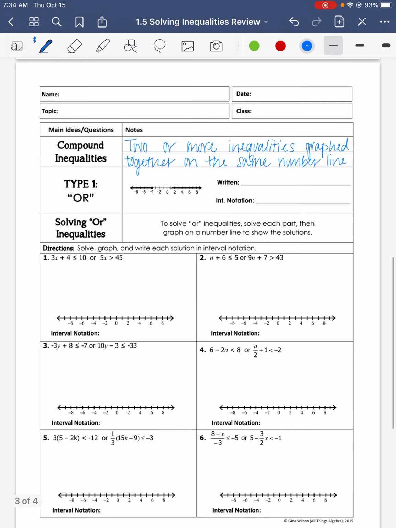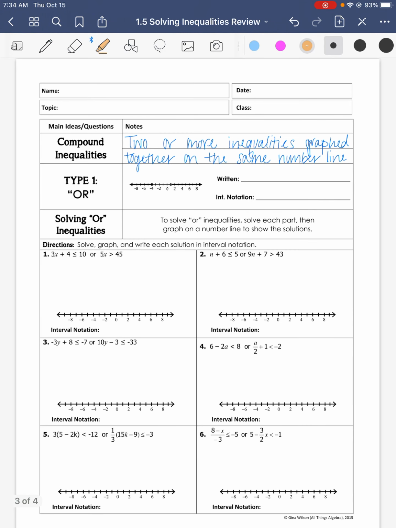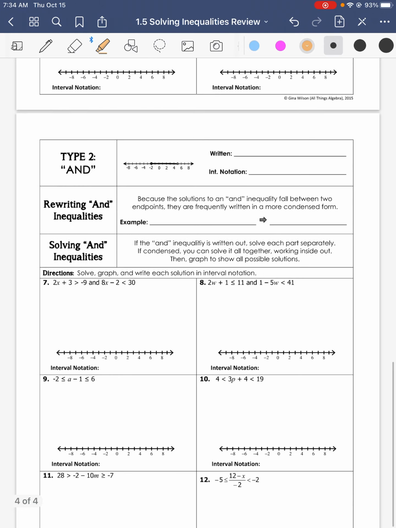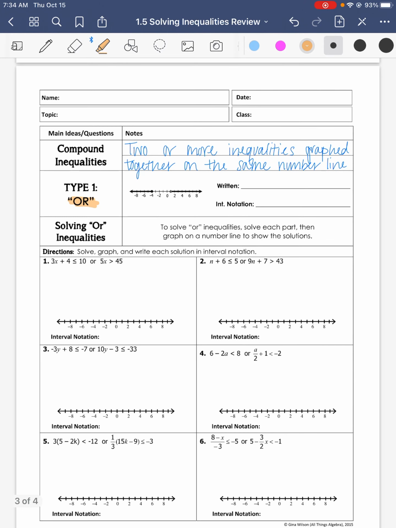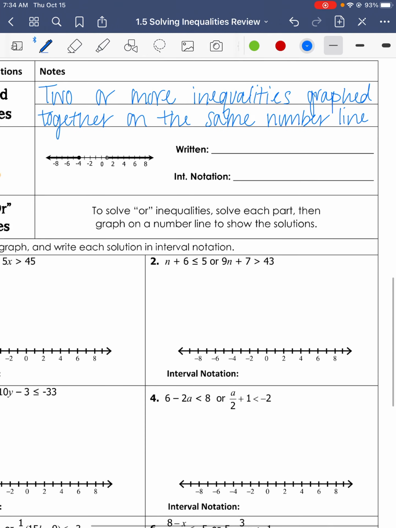Let's scroll down to the compound inequality. This one is the OR type, which I've been calling 1.5-3, and then we have the AND. So I'll do some notes on this one here. I've already written in the definition for compound inequalities. When we talk about compound inequalities, we're just talking about 2 or more inequalities graphed together in the same number line. So your solution set is usually dictated by 2 different conditions, okay?